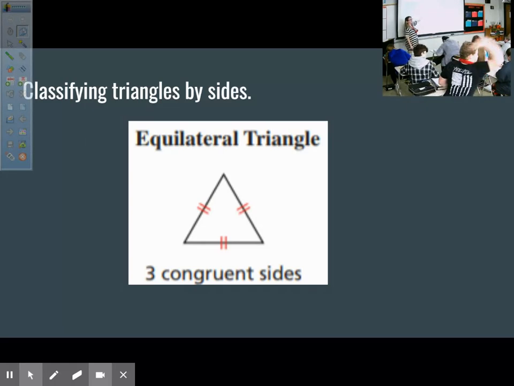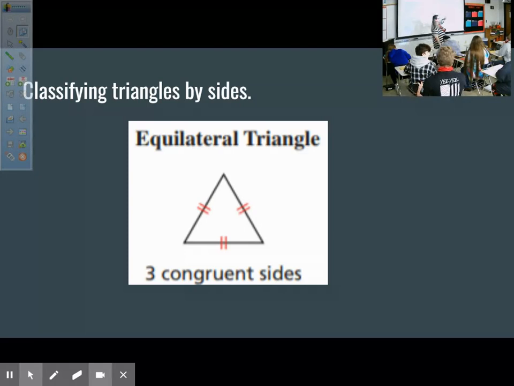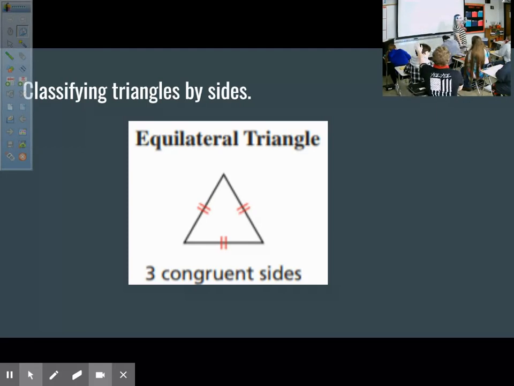Alright, so which of those triangles would be considered equilateral? The very last one. So that last one, you could say either isosceles or equilateral. Technically, it is considered isosceles, but you usually hear it as equilateral.